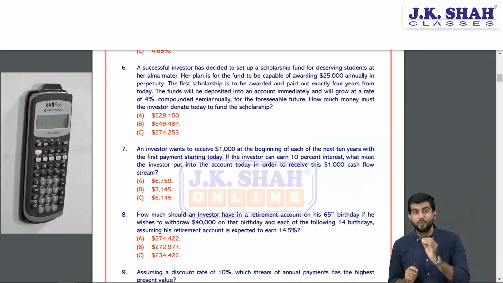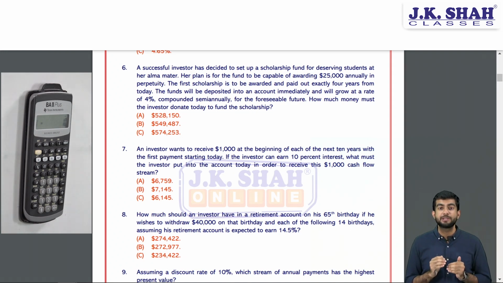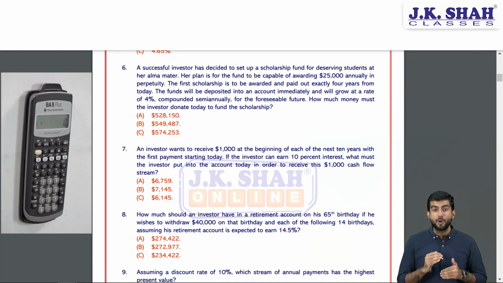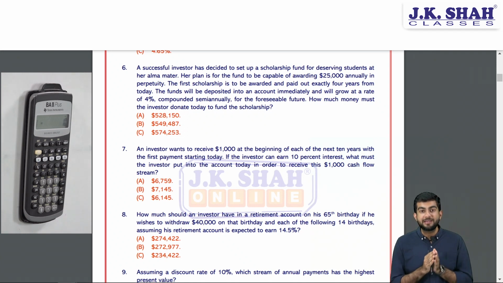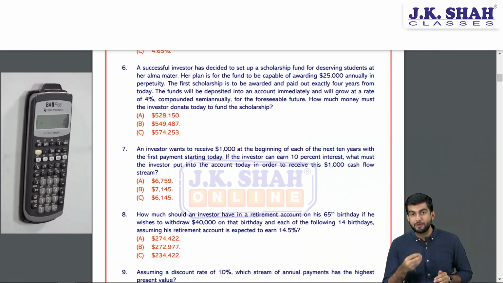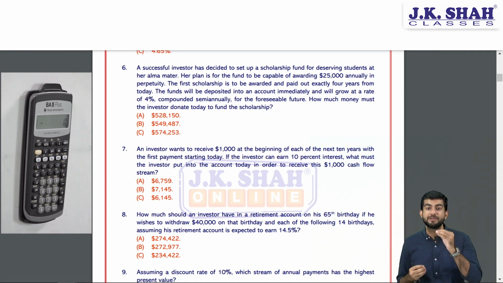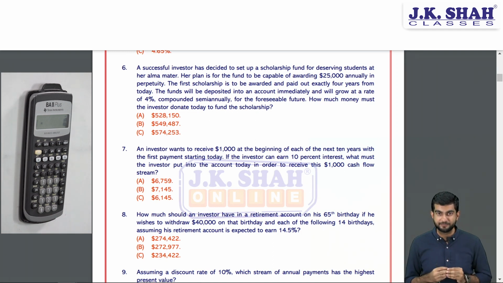What is the goal? What do we have to find here? In this question, we have to find out the present value. What will I invest today such that I will be getting 10 equal payments of $1,000 at the beginning of each of the next 10 years?